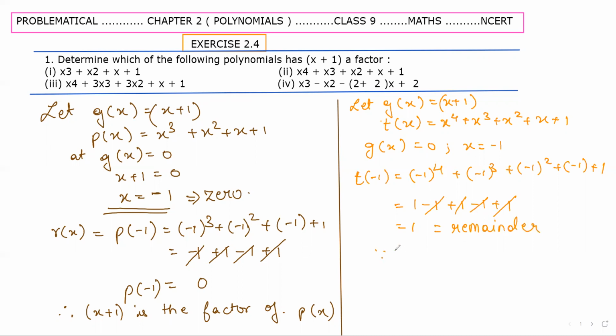Since remainder or r of x is not equals to 0, therefore your g of x over here is not a factor of d of x, sorry.